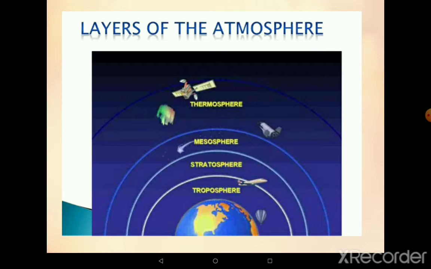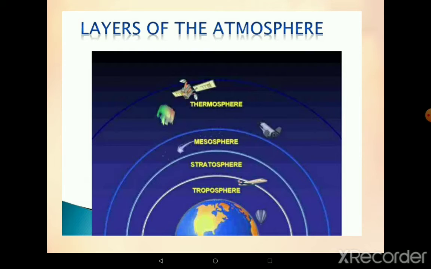The troposphere is the lowest layer and also the most related to life on the earth. This layer extends upward for about 8 kilometers to 16 kilometers, and this is the layer where most weather phenomena are noticed. The next layer is the stratosphere.